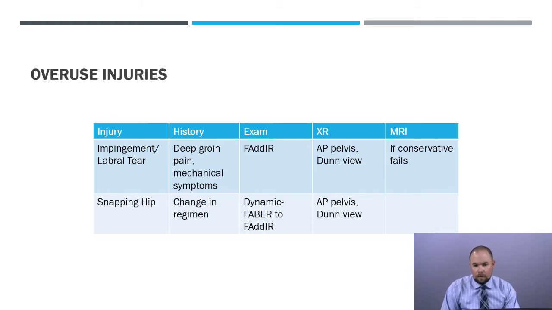The other one would be a pincer lesion. That's basically where you have an overhanging of the acetabular portion of the hip joint, and that again causes that grabbing sensation or pain when they go through range of motion.